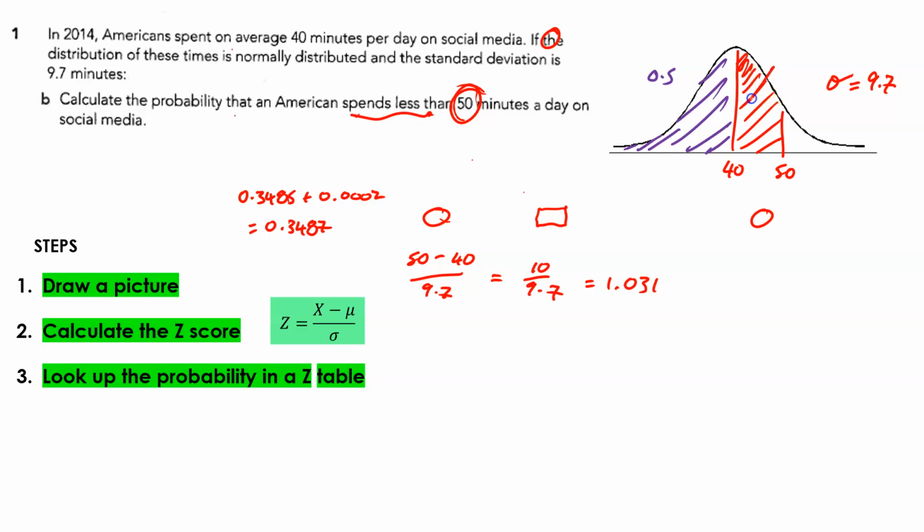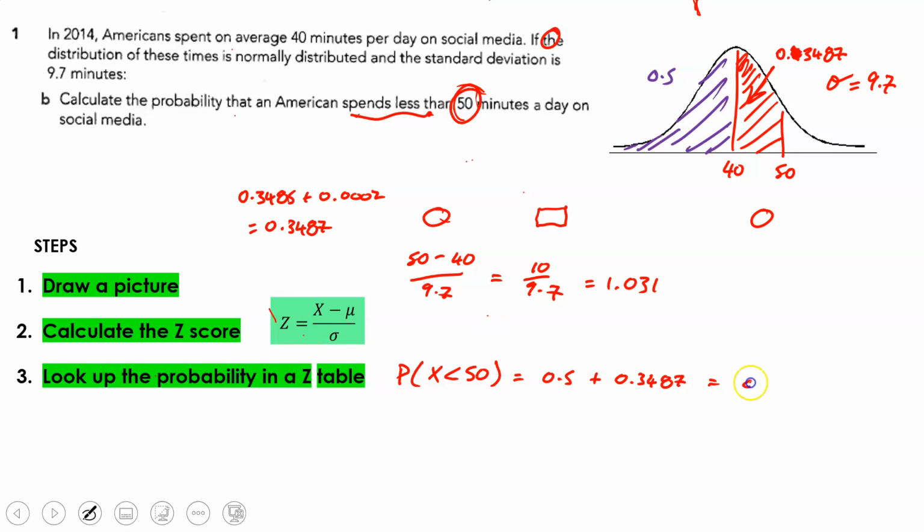So using that, we know this red area must be 0.3487. So that means, to tidy it up, the probability that X is less than 50 is going to be 0.5 from our purple area in the diagram plus 0.3487. If we do that calculation, we end up with 0.8487.